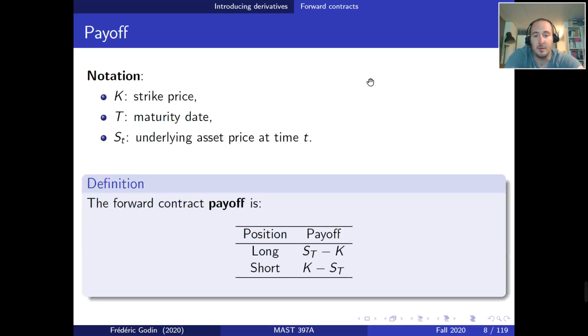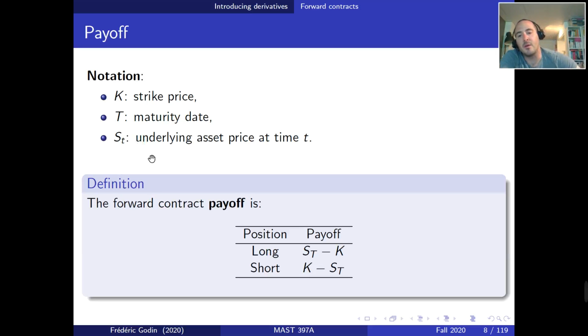So a bit of notation. K is often used here to denote the strike price. Capital T is often used to denote the maturity date. And S subscript small t is the symbol we will use to denote the underlying asset price at time small t.